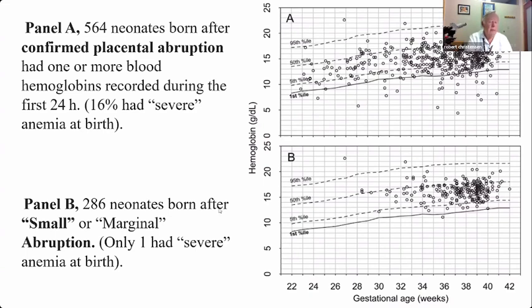Now, panel B is a subset of the upper panel. There were 286 neonates born after what the pathologist or obstetrician called a small abruption. They specifically mentioned either small or just on the margin. And when we plotted those on the same chart, it was a much more normal distribution. Only one really fell down here with severe anemia, and these two fell in the polycythemic range.